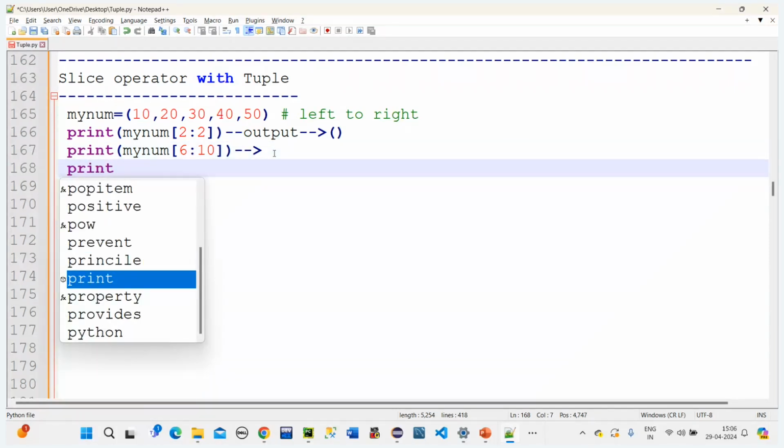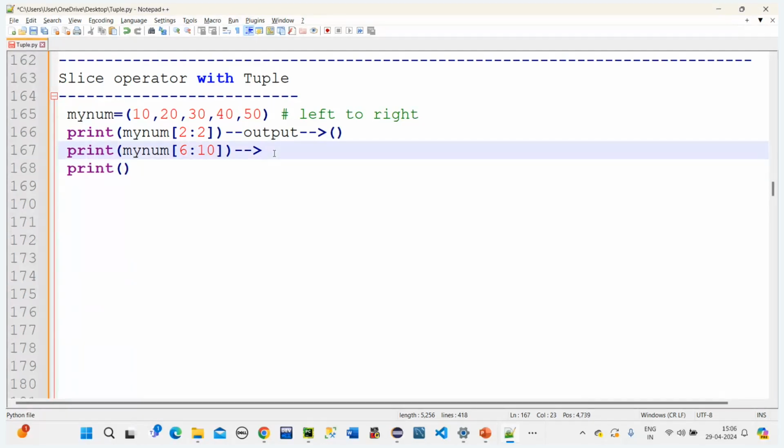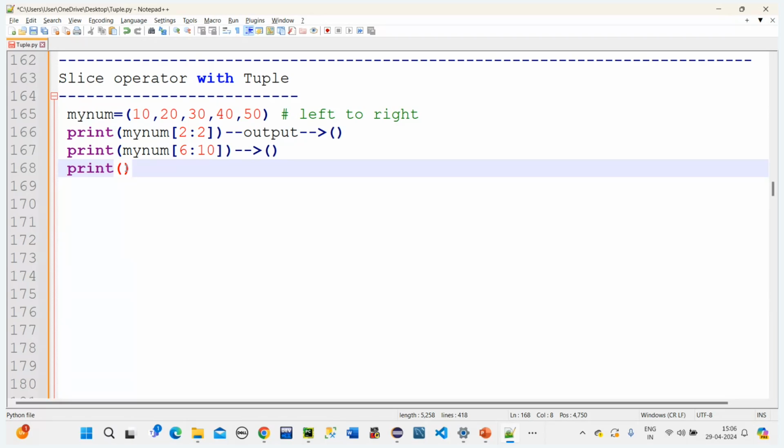Now again print. Empty. It's also empty. Why is it empty? Because 0, 1, 2, 3, 4. Up to here it is 4 only, but here it is asking you 6. So it is empty. Correct. Now second one, third one.